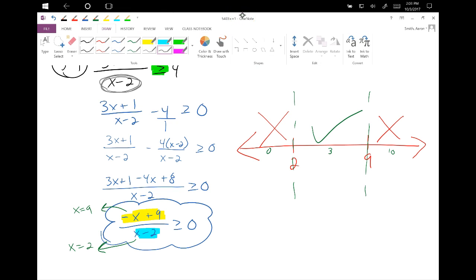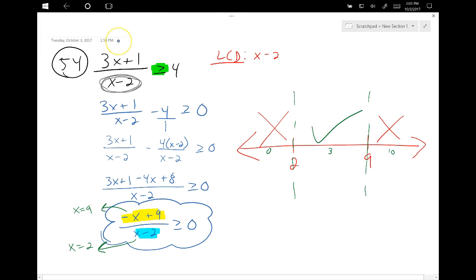So although the check mark is from 2 to 9, and although there's a greater than or equal to, I put a parentheses on the 2, and I keep the bracket on the 9, because 2 is not in the domain of (3x plus 1) over (x minus 2). It makes us divide by 0, so we can't include it.